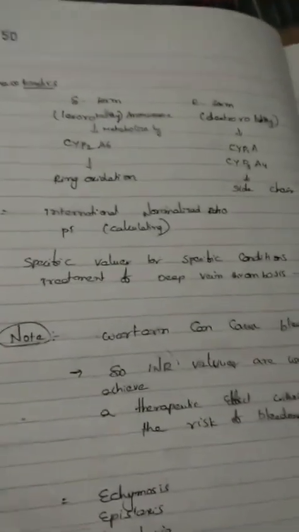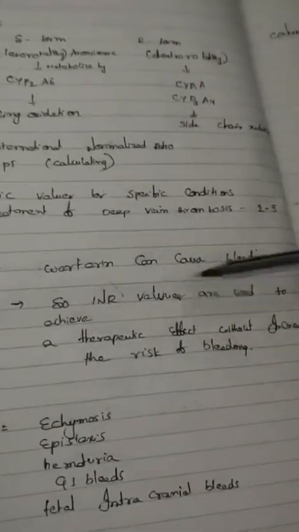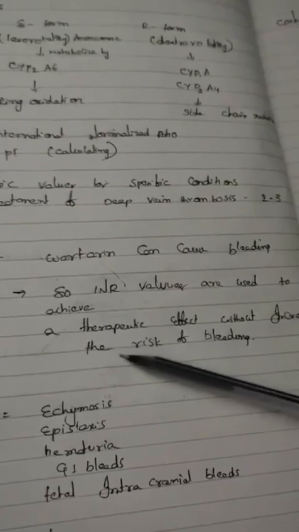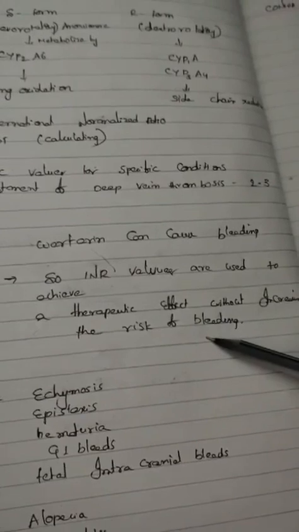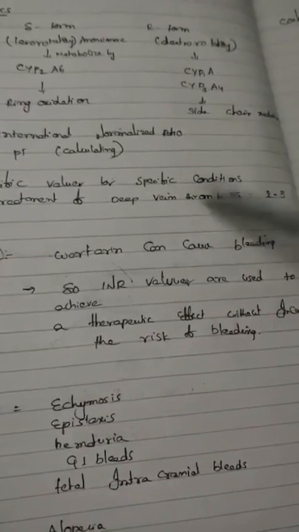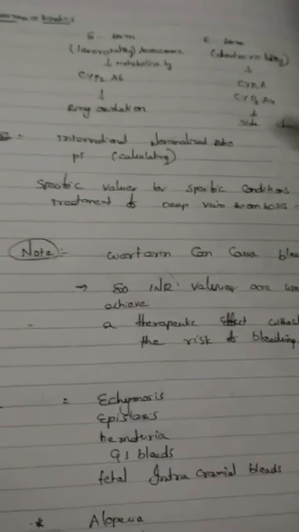Suppose we don't maintain all these particular events, so what will happen? Warfarin can cause severe bleeding in patients. So in order to prevent severe bleeding, I have given a specific note here. If we don't follow these rules and regulations while administering warfarin, it can cause bleeding. INR values are used to achieve a therapeutic effect without increasing the risk of bleeding. That is the main reason why we calculate the INR levels as well as the prothrombin time. So that is about the dose regulations.